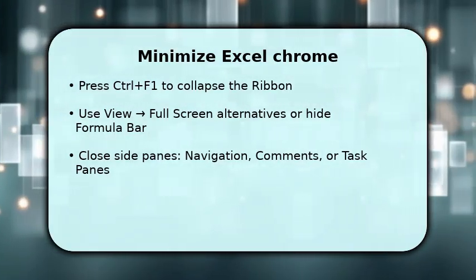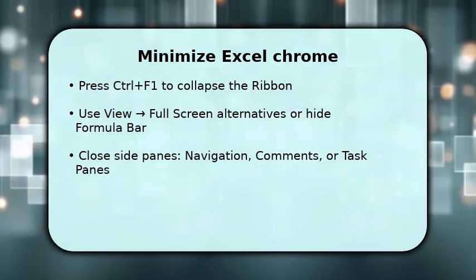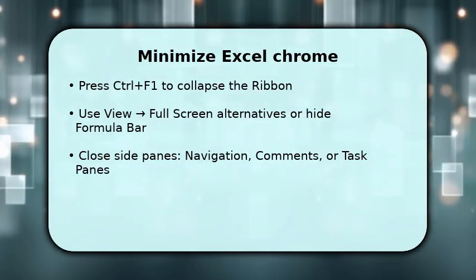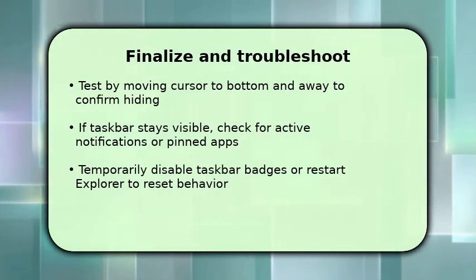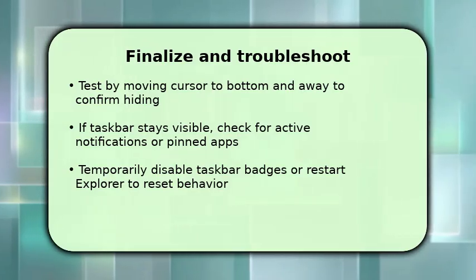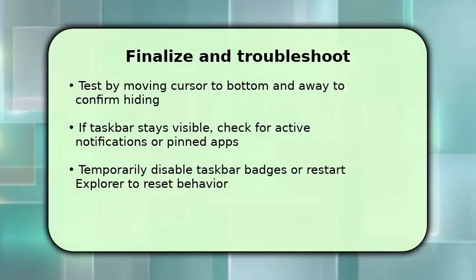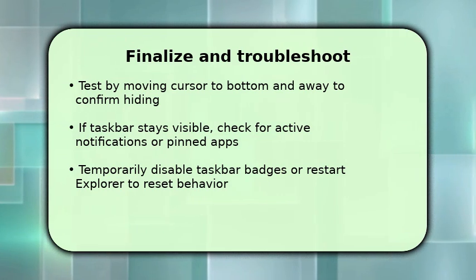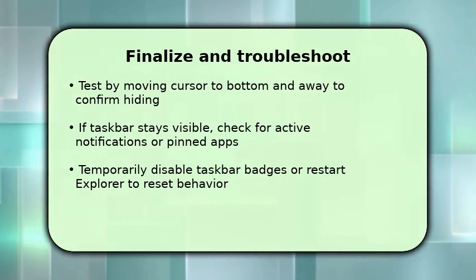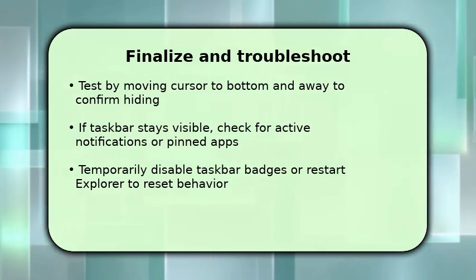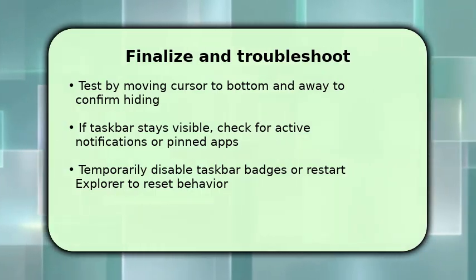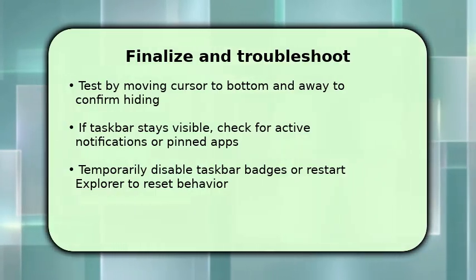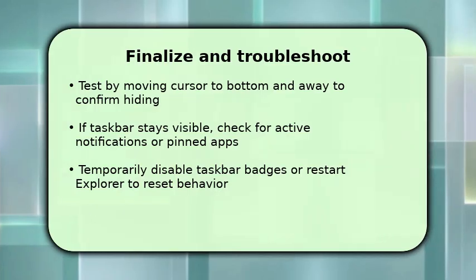If you'll present, disable notifications so pop-ups don't force the taskbar open. Finish by testing and resolving common blockers. Move the cursor to the bottom edge to trigger the taskbar, then move it away and watch it retract. If it stays visible, check for an app or system tray notification keeping it awake, clear notifications or close that app. If problems persist, open Task Manager, restart Windows Explorer to reset the taskbar, and retest.